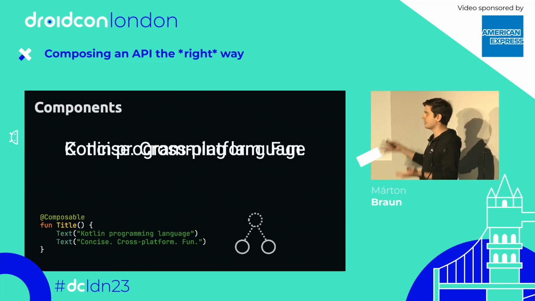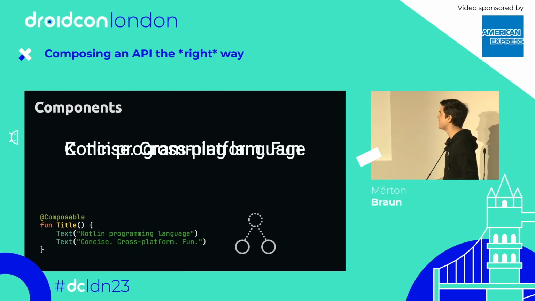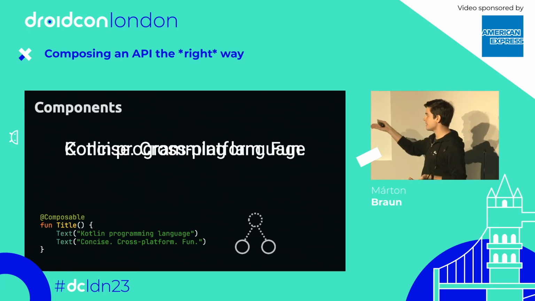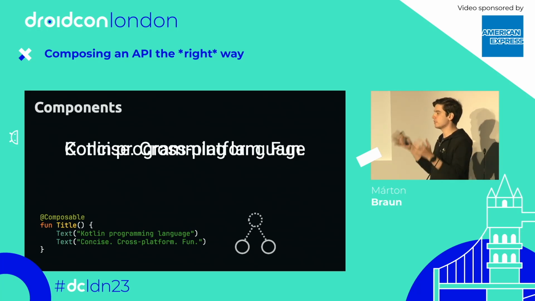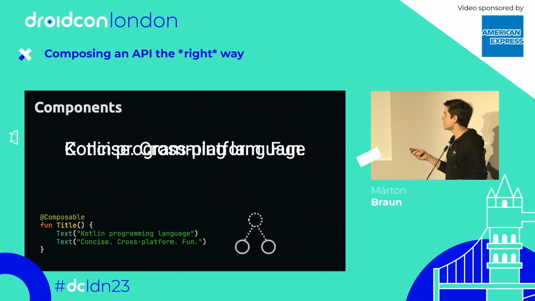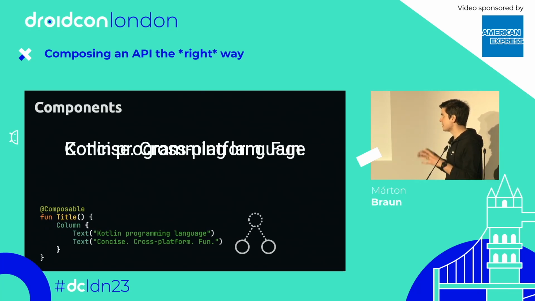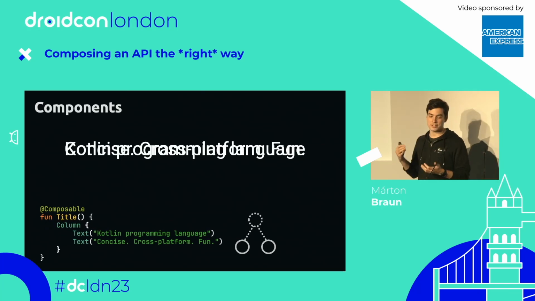So if you call this not inside a column, but somewhere else, maybe inside something that's a box layout or something like that, you can really easily end up with layout problems because this composable emits 2 nodes instead of just 1. So the solution here is to create a nice self-sufficient component with a single root node.